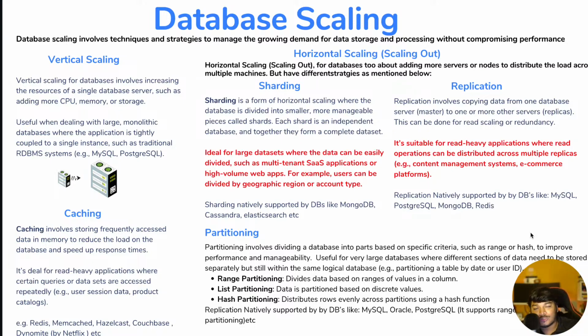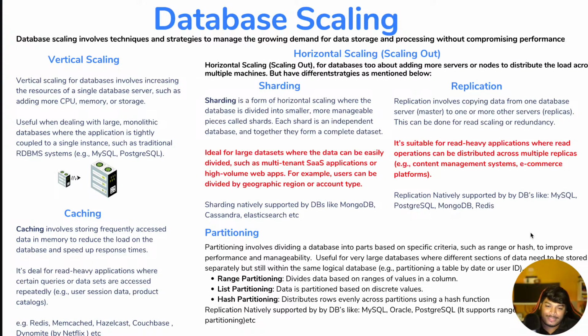First, let's talk about database sharding. So what is database sharding? Sharding is a form of horizontal scaling where the database is divided into smaller and more manageable pieces called shards. Note the point: each shard is an independent database, and together they complete the dataset.